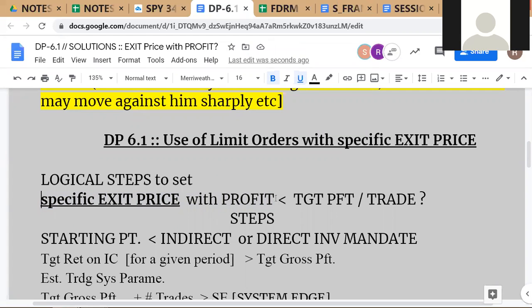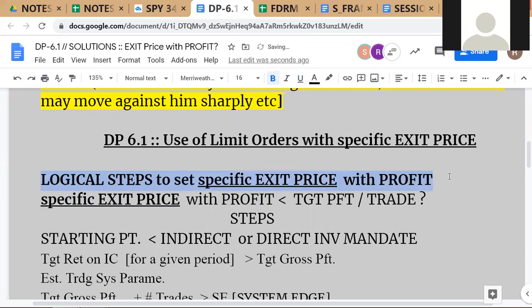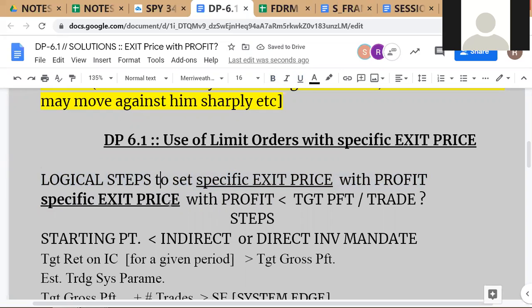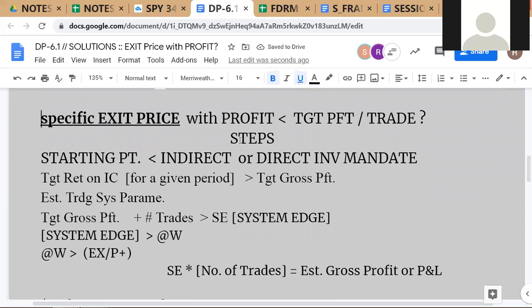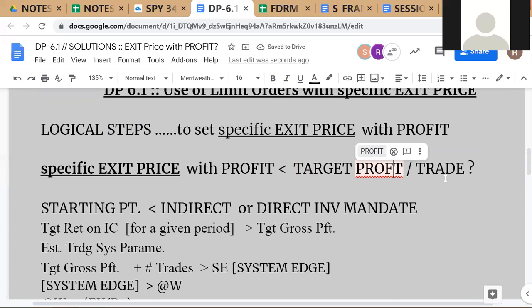So the logical steps to set the specific exit price with profit. What are the logical steps? Specific exit price with profit is a function of the target profit per trade. So what should be my specific exit price with profit? It's going to be a function of target profit per trade.